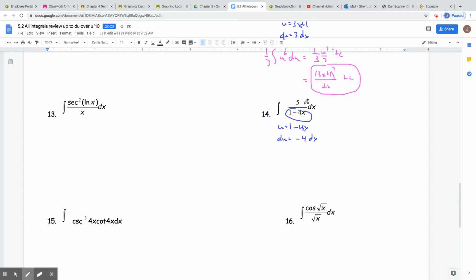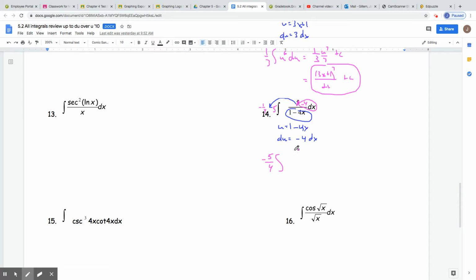Okay, now this 5 has nothing to do with negative 4. Let's move that to the outside. So this 5 is now on the outside, so it's gone from here. I have a dx, so I need a negative 4 there because that's my du. If I put a negative 4 there, I move the reciprocal of that to the outside, so it's a negative 1/4. But there's already a 5 out there. Remember, you can move any constant on the outside. So that's going to become negative 5/4.